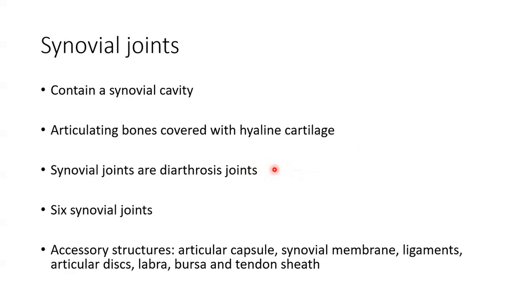All of our synovial joints are diarthroses, so freely movable joints, and there are six subcategories of synovial joint, but we're going to touch on this a little later. First, we're going to look at the different accessory structures that you may find within a synovial joint. These are our articular capsule, synovial membrane, ligaments, articular discs, labra, bursa, and tendon sheath.